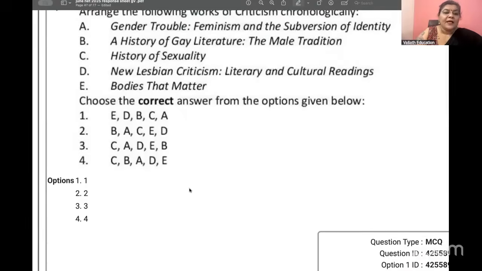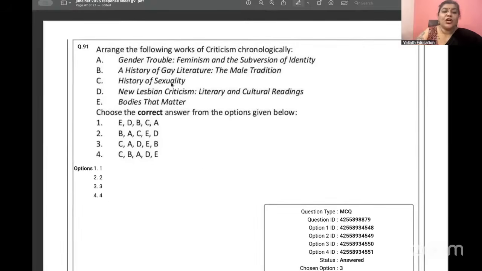Then, Gender Trouble. Everybody should know, 1990. Bodies That Matter. Everybody should know, 1993. History of Sexuality was somewhere in the 1970s. 1970s, History of Sexuality. Lesbian criticism, gay literature. Definitely History of Sexuality was before that. C is before B and D.